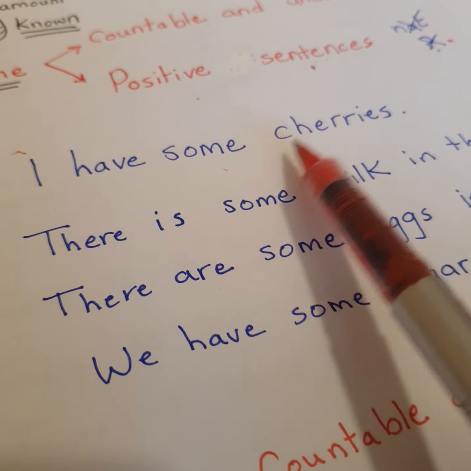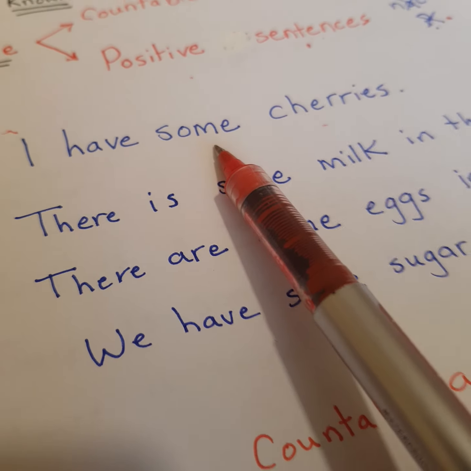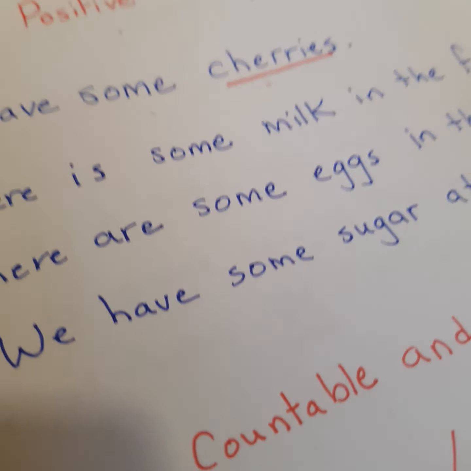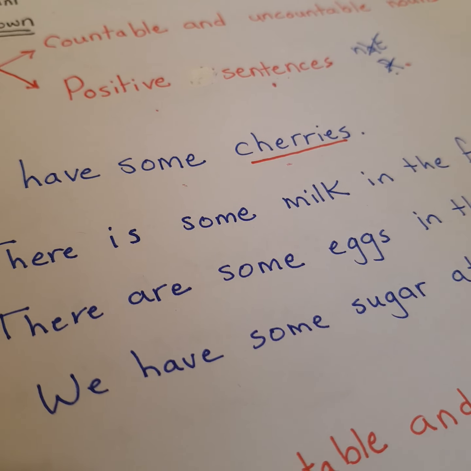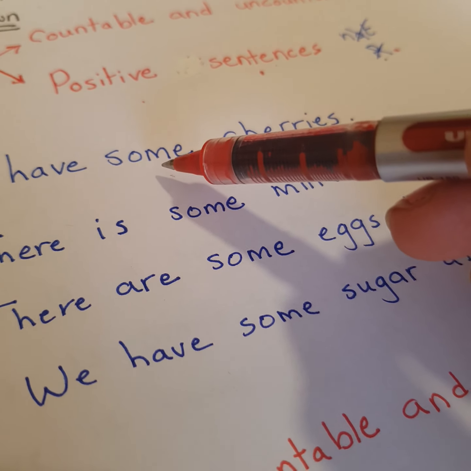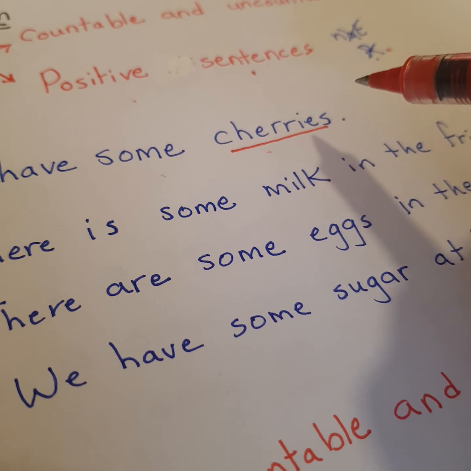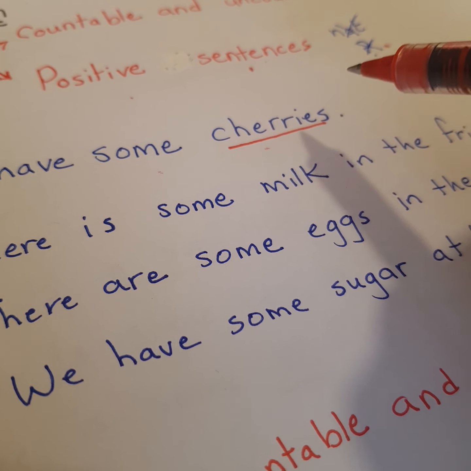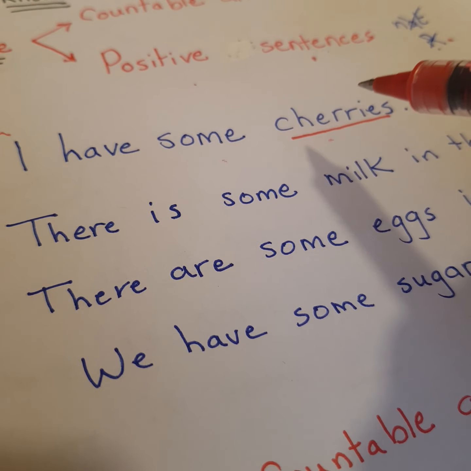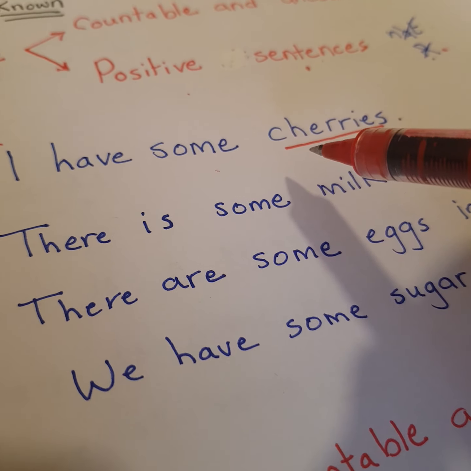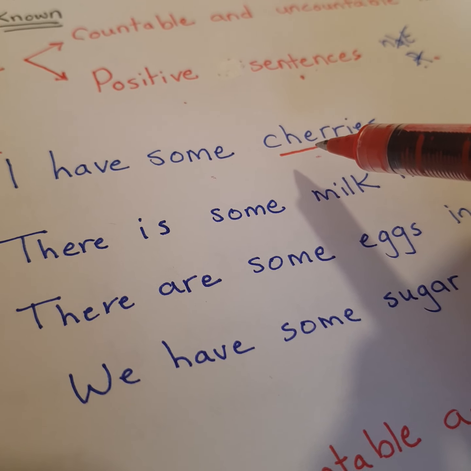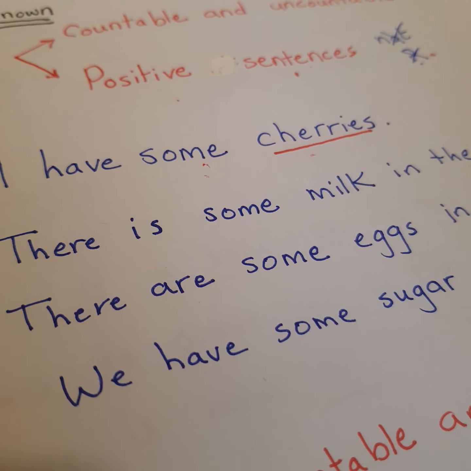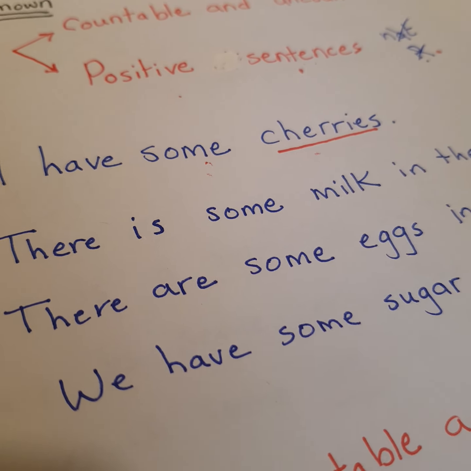I have some cherries. Cherries عندنا إيش هون؟ Countable. عندنا cherries countable معدودة. I used some. طيب do I know how many cherries I have? هل أنا بعرف كمية الكرز اللي معي؟ لا ما بعرفها فاستخدمت some. I have some cherries. الكمية غير محددة.